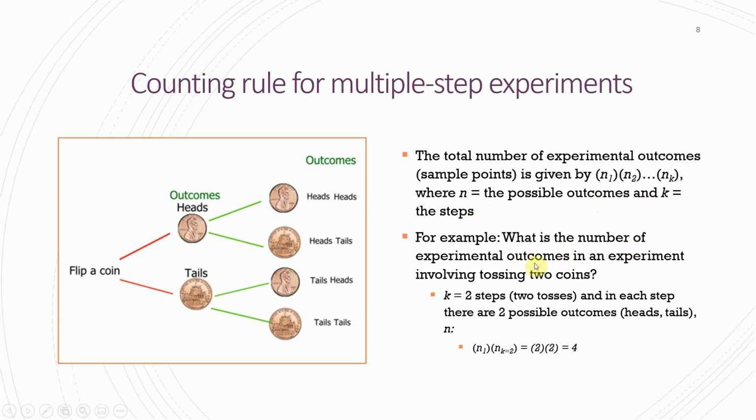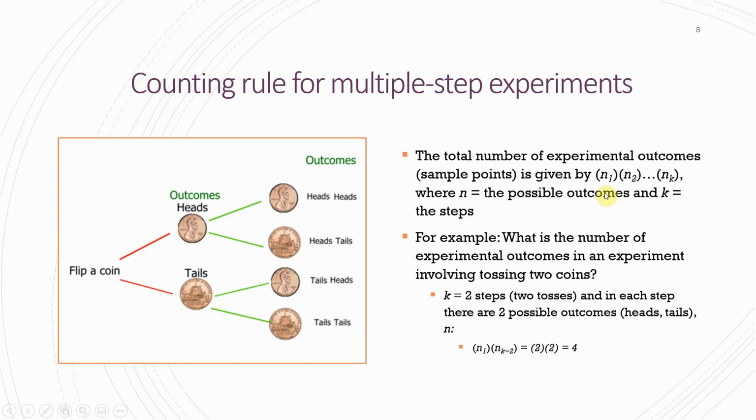What is the number of experimental outcomes in an experiment involving tossing 2 coins? So how many steps do we have? We have 2, because we're going to toss a coin, and then we're going to toss a coin again. So we have 2 steps, so k is equal to 2. And then in each step, how many possible outcomes are there? That's our n value. There's 2. You could get a heads or you could get a tails.